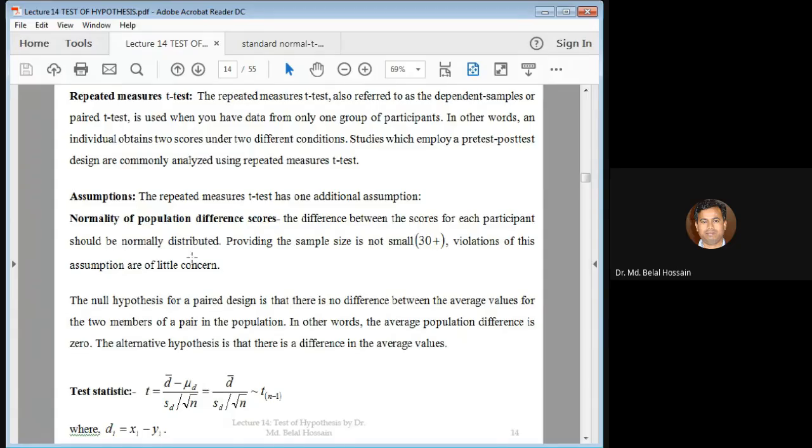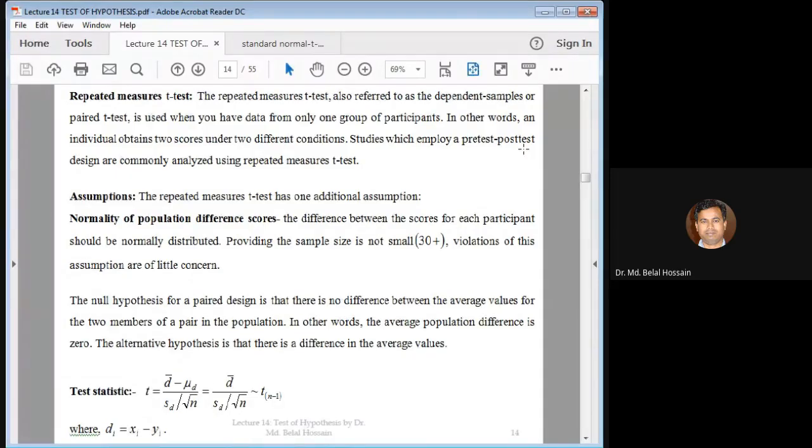Okay, so here in pair t-test, what is our null hypothesis? That mu d equals 0. What is mu d? Mu d is the mean of the differences. Mu is representing the mean and d is referring to the differences. So mean of the differences is 0. What does that mean? If the mean of the differences is 0, that means the pre-test score and post-test score are the same. So there is no difference.